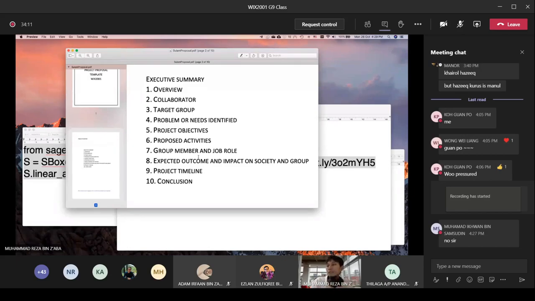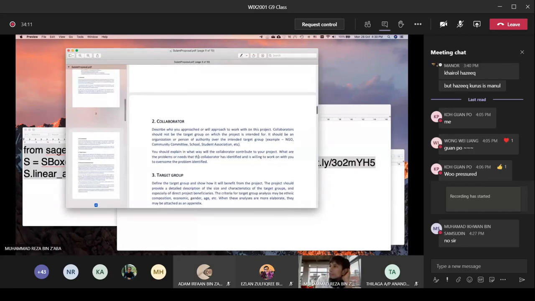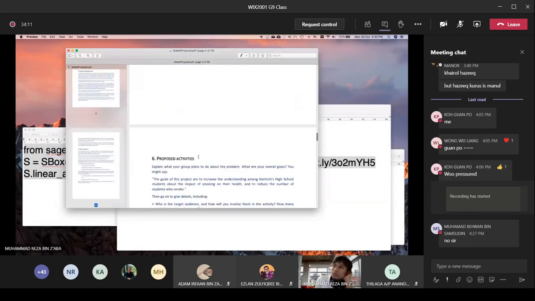And then point number seven, list out the group members and each of their role, and the expected outcome of the project and what's the impact of the project that you plan to conduct on the society at large and also on the target group. Timeline of the project, so you can use a Gantt chart for this purpose, and then you end it with a conclusion. Okay, so the details, you can read further down this template.